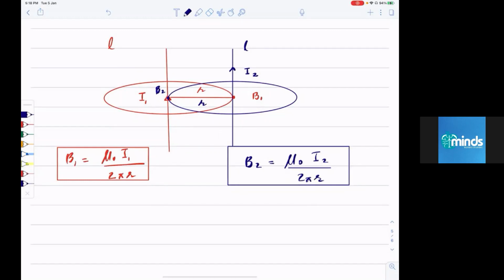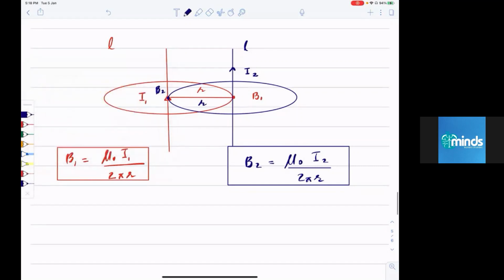So both current-carrying wires are producing a magnetic field. The fact is, the blue conductor will experience force because of B1, and the red conductor will experience force because of B2. Do you people agree? The red conductor is experiencing force because of the magnetic field set up by the blue conductor, and the blue conductor will experience the magnetic force set up by the red conductor. Let's try calculating that force.